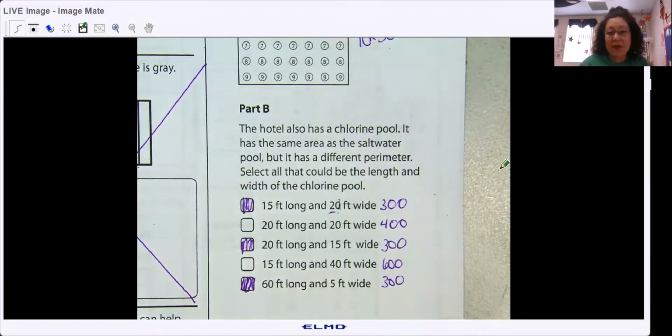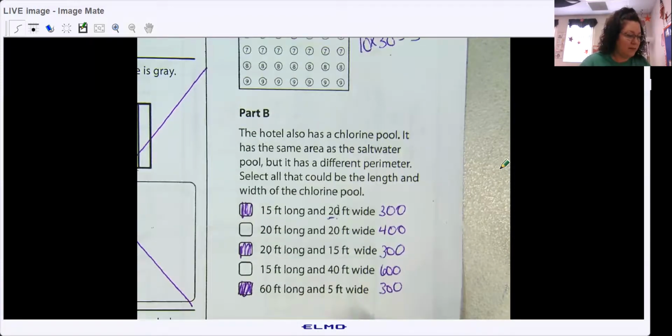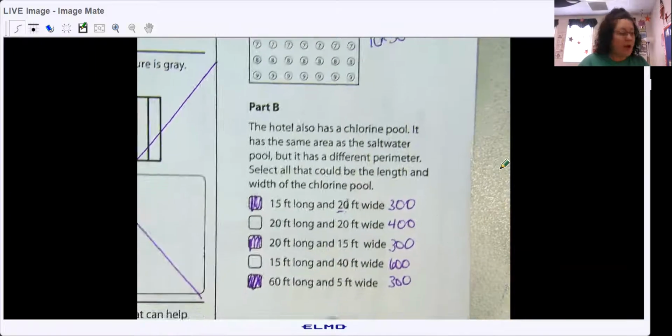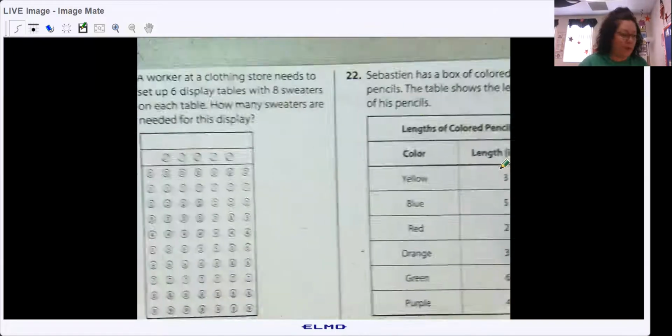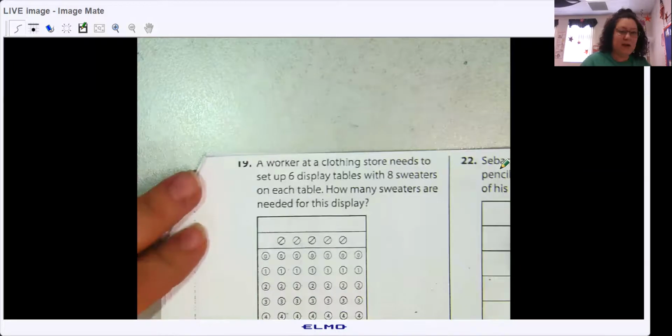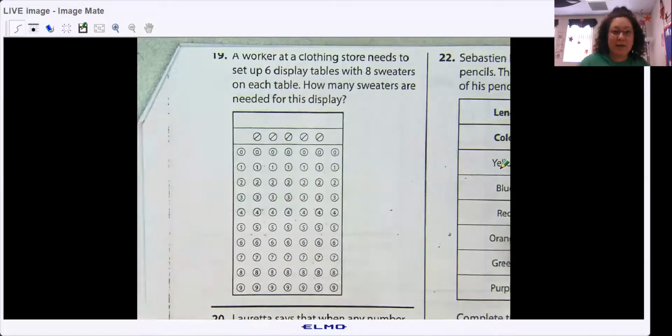So again, just reviewing skills. Hopefully you're able to solve the problems with me and not wait for me to do them for you. If you can, that means you're doing a good job and you remember your skills.